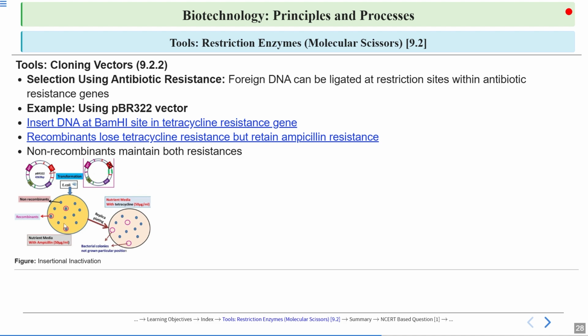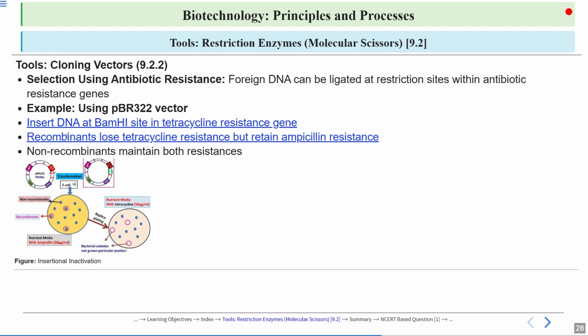But when we replica plate this onto nutrient medium with tetracycline, our recombinants will not grow. Why won't they grow? Because our foreign DNA has been inserted in the tetracycline resistance gene, and now it is not resistant to tetracycline. This is how we can identify our transformed host, and this is called insertional inactivation.